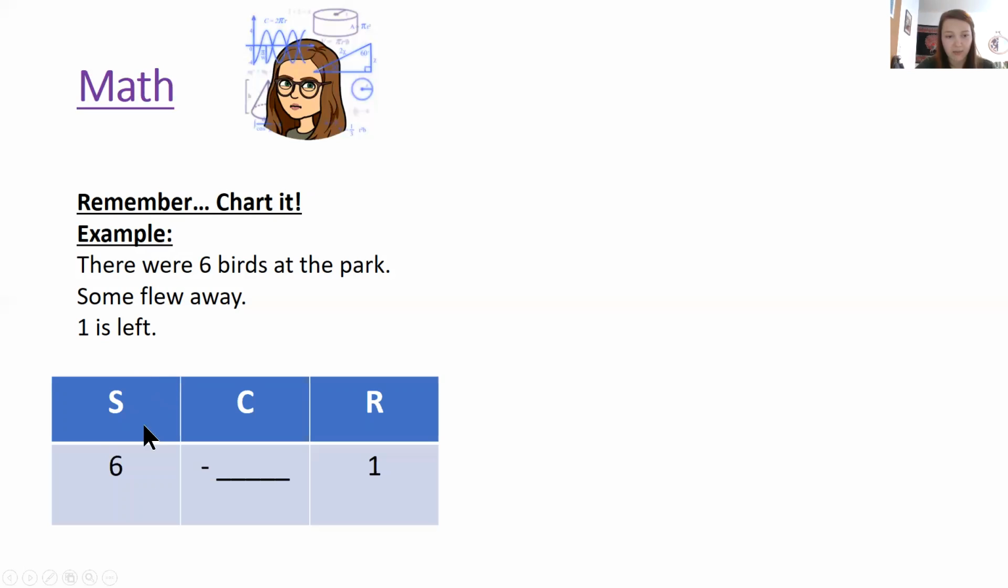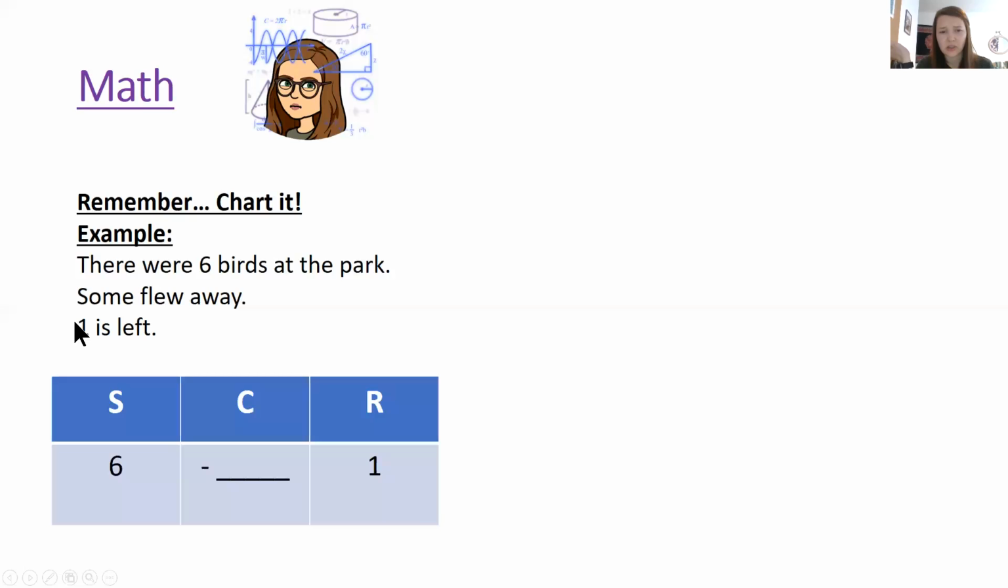So here I have my start is 6 because at the beginning there were 6 birds at the park. Then it says some flew away, but it doesn't tell us how many. So I have a blank here and I put a minus sign because the birds flew away, which tells us that we are going to be subtracting. And for our result, I put 1 because at the end, 1 is left.